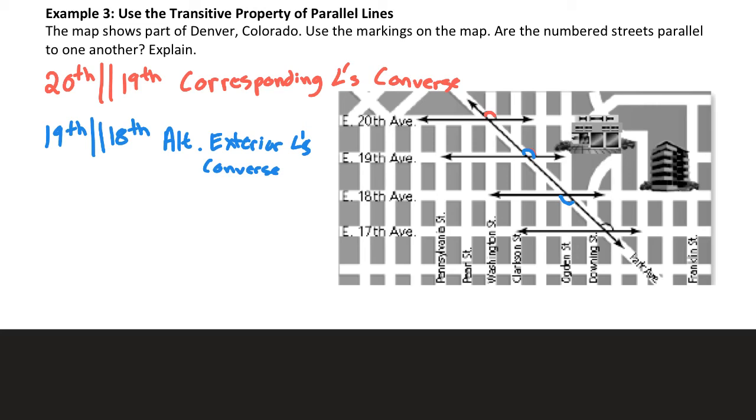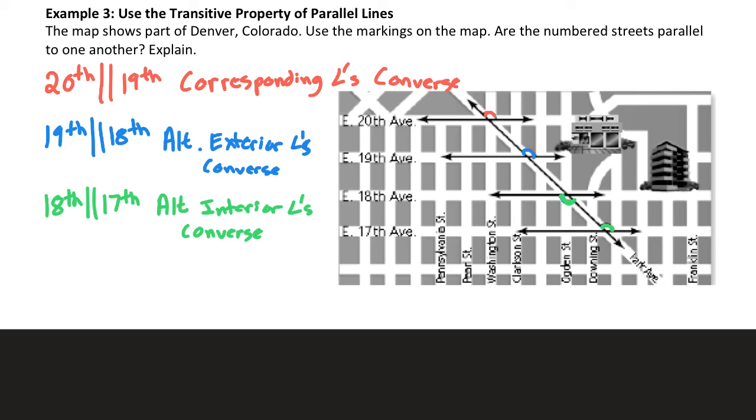And then finally, 18th Avenue, this angle that's on 18th Avenue and this angle that's on 17th Avenue are congruent. So I can say 18th Ave is parallel to 17th Ave because those green angles there, those are alternate interior angles. So it's because of the alternate interior angles converse that I can say those angles, or those lines, those streets are parallel.